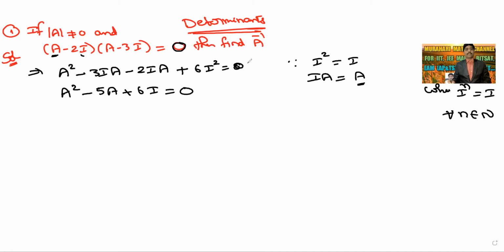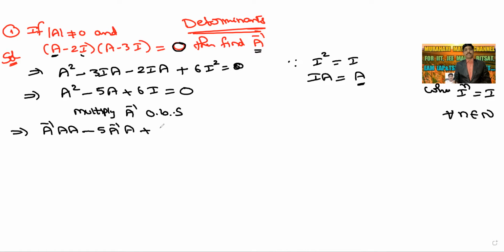Okay. But our target is A inverse. So we should multiply A inverse on both sides. It is going to be A inverse into A square minus 5 into A inverse into A plus 6 into A inverse into I equal to A inverse into O. A inverse into the null matrix is the null matrix.